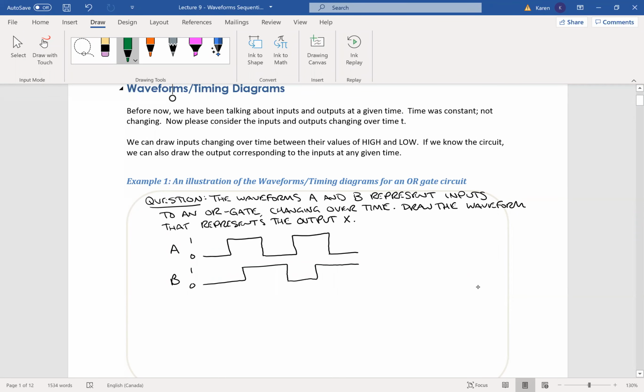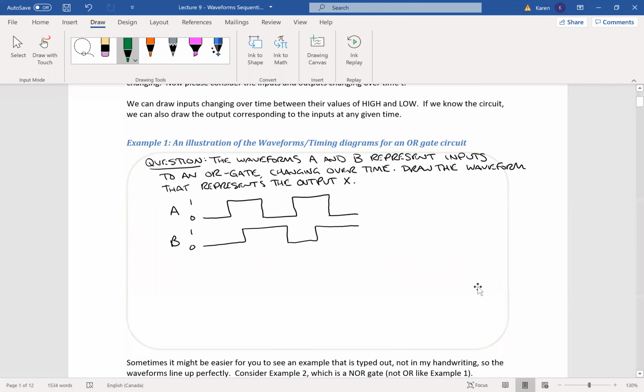So wave times, or what we call timing diagrams, are a diagram that represents the changes of the inputs and the outputs of any Boolean expression or logic circuit over time. So over time, we could change the values of A and B by, say, turning a switch or pressing a button. And then the output X is going to change instantly as these buttons get changed.